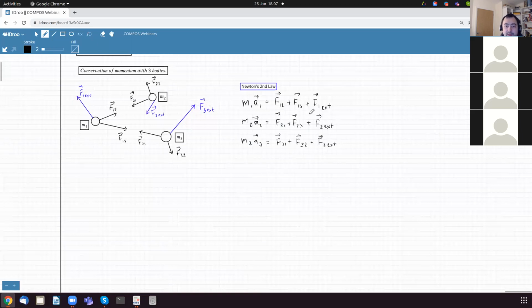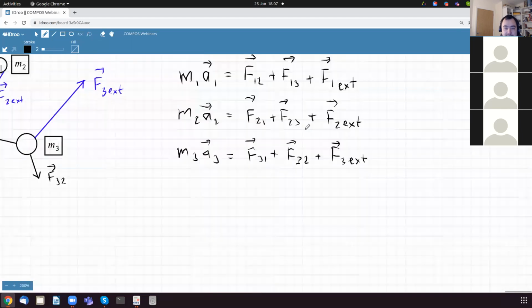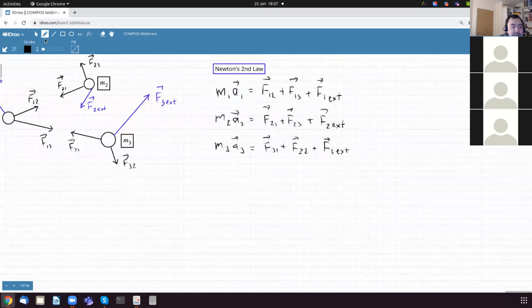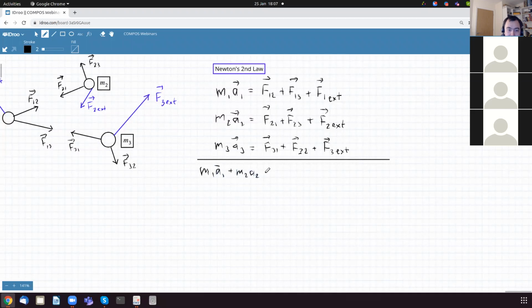Now, I want to add these three equations. And we get M1A1 plus M2A2 plus M3A3, these are vectors, equals.